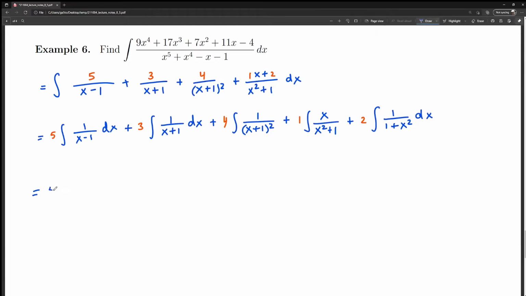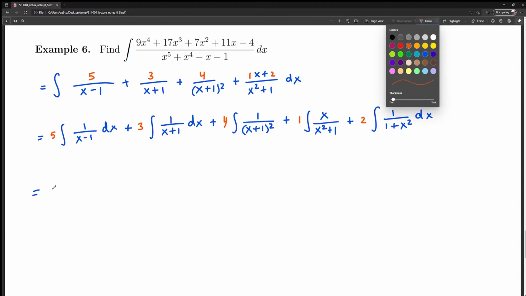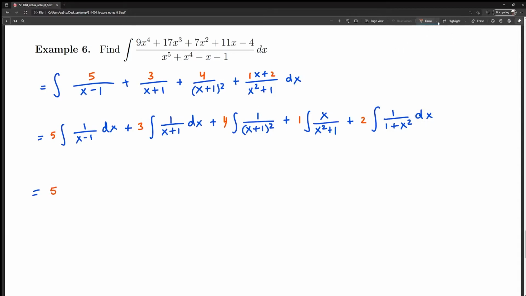The first integral is the antiderivative of 1 over x minus 1. And if we use a u substitution, u equals x minus 1, we see that we have to find the antiderivative of 1 over u, which is the ln of the absolute value of u. So our first integral becomes 5 times ln of the absolute value of x minus 1. The second part will give us 3 times the natural log of the absolute value of x plus 1.